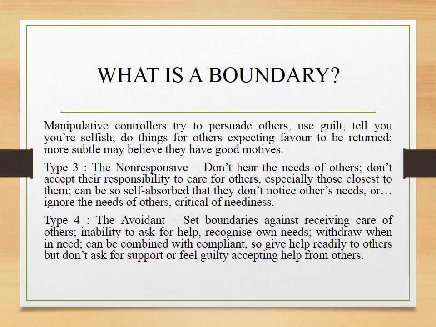Type 4. The avoidant. Set boundaries against receiving care of others, inability to ask for help, recognize own needs, withdraw when in need, can be combined with compliance. So give help readily to others but don't ask for support or feel guilty accepting help from others.